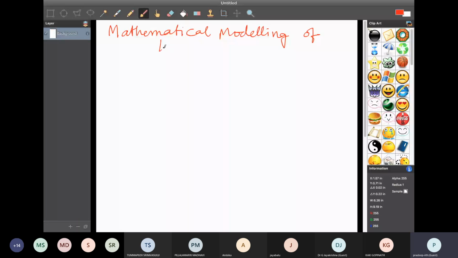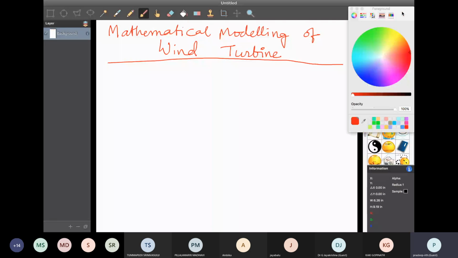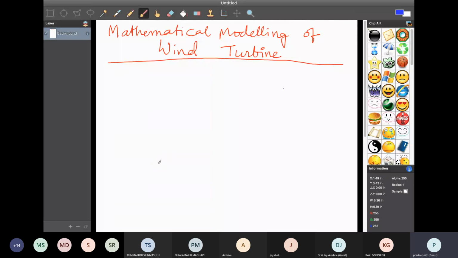So, mathematical modeling of wind turbine. This is a very good source for understanding how the wind turbine works and how it generates electricity. For ease of understanding, I'll just create a drawing. This is a simple representation of a wind turbine. So this is the ground, and then this is the wind turbine.